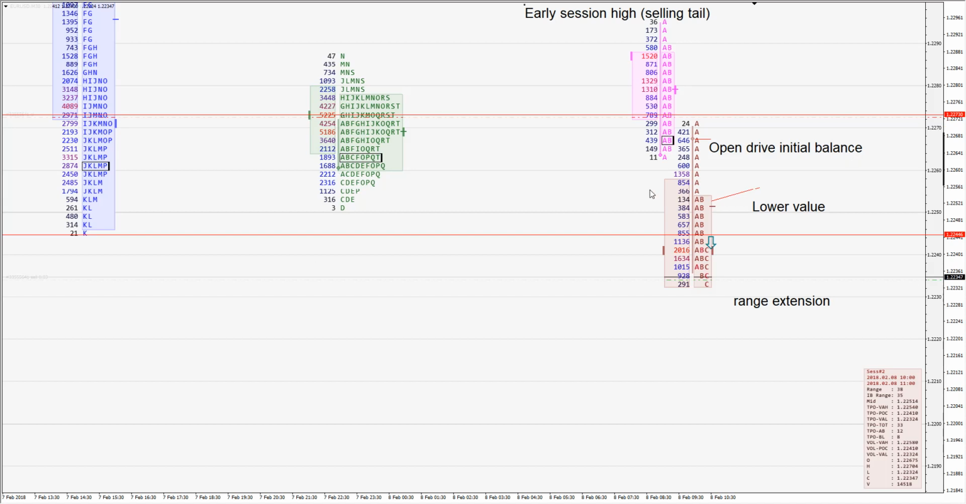The TPO chart is based on a statistical approach called distribution. It's a bell curve where we track the value. We use letters, and every letter is written during a 30-minute period. So in intraday trading, we're using a 30-minute period.